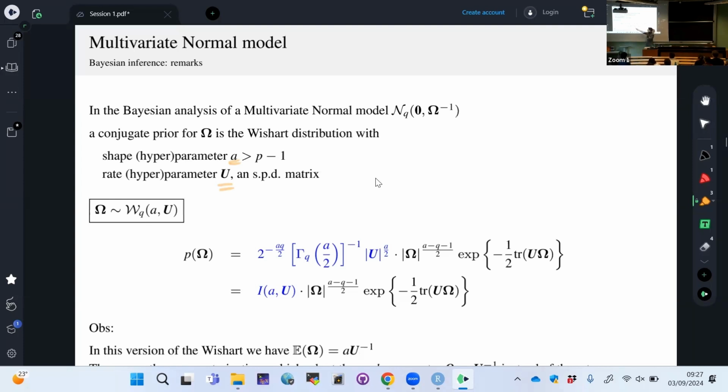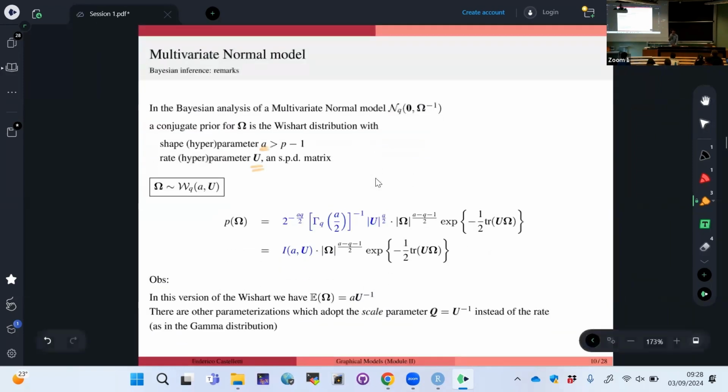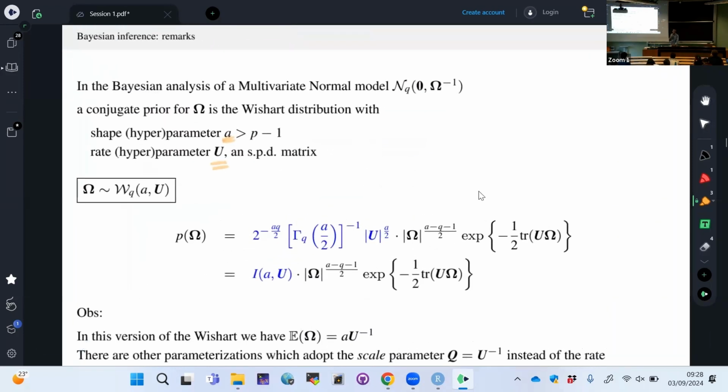What about the kernel of the distribution? The kernel is quite interesting because it is the determinant of omega raised to some power, times an exponential kernel: minus 1 over 2, the trace of U times omega, which is our parameter. If you compare the kernel of this distribution with the likelihood, you see that basically they have the same structure.